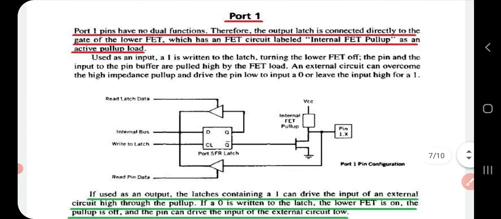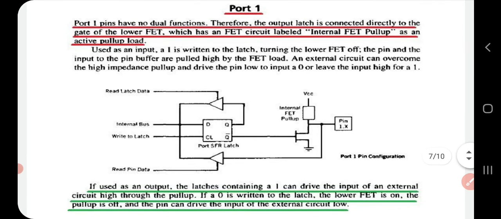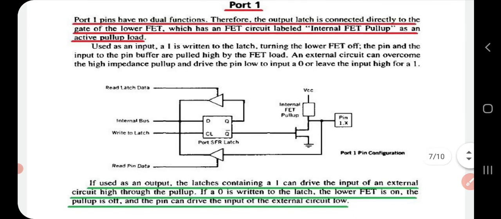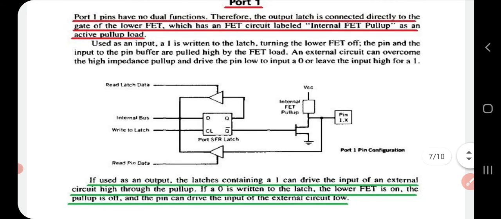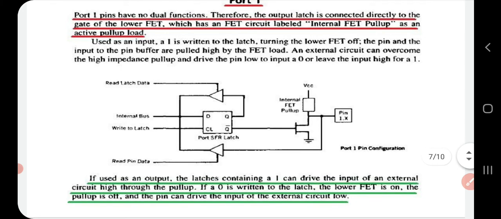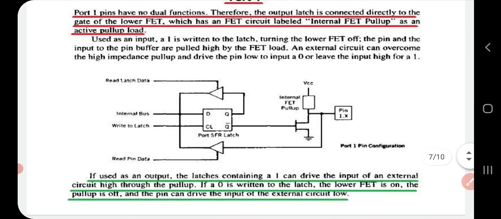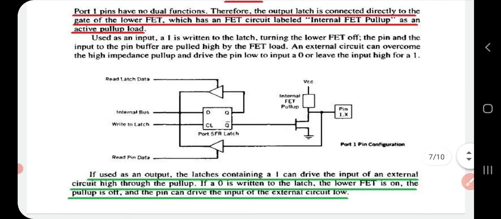When port 1 is used as an input, as I said earlier, a 1 will be written to the latch. This will turn the lower FET off, and the pin and the input to the pin buffer will be at logic high. Then an external circuit can overcome the high impedance pull up and drive the pin to low, or it can leave the input high.